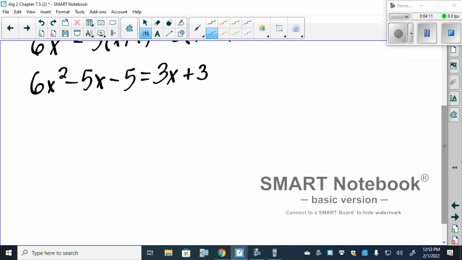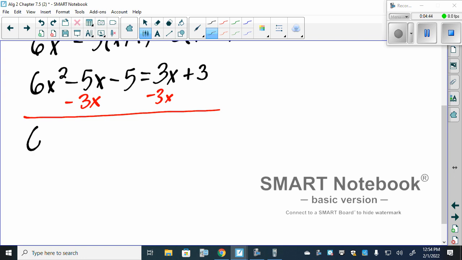Now looking at this, because we do have an x squared term, we need to get everything on the same side and equal to 0. Because anytime we have a quadratic or higher, a degree 2 or higher, we need to get these equations equal to 0. Now the first thing we can do is subtract 3x from both sides, because we need to get everything on the same side and we'll go towards the x squared. So if we subtract 3x from both sides, we get 6x squared. Negative 5x minus 3x would be negative 8x. Minus 5 is equal to 3.